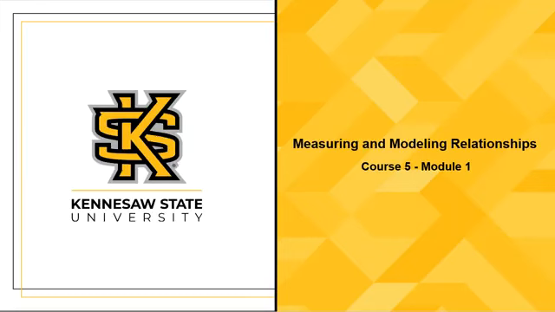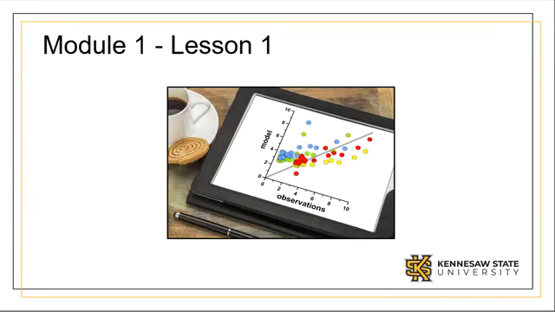Welcome to Six Sigma Black Belt, Course 5, Module 1, Measuring and Modeling Relationships. Now that we have laid the foundations of Six Sigma, we are ready to begin inferences. Our first topic will be inferences surrounding correlations and predictions.